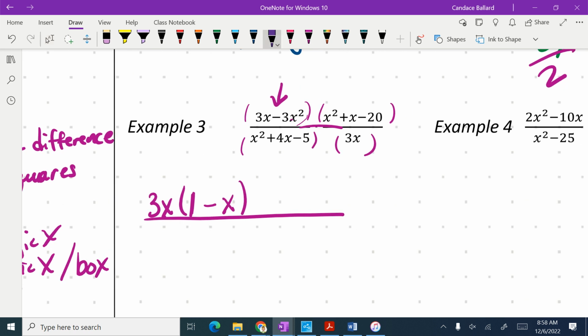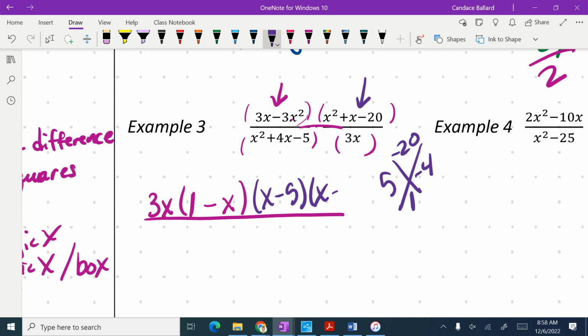All right, I'm going to keep going across my numerator. So I'm going to factor that right there. What kind of factoring is that? Magic X, because we've got a trinomial, right? So two numbers that multiply to negative 20 and add to 1. What are they? Everybody good? Everybody agree? So x minus 5 times x plus 5 times x minus 4.